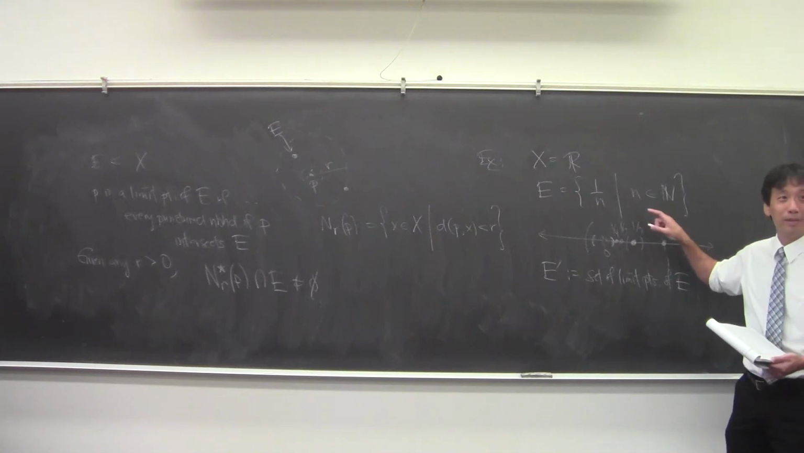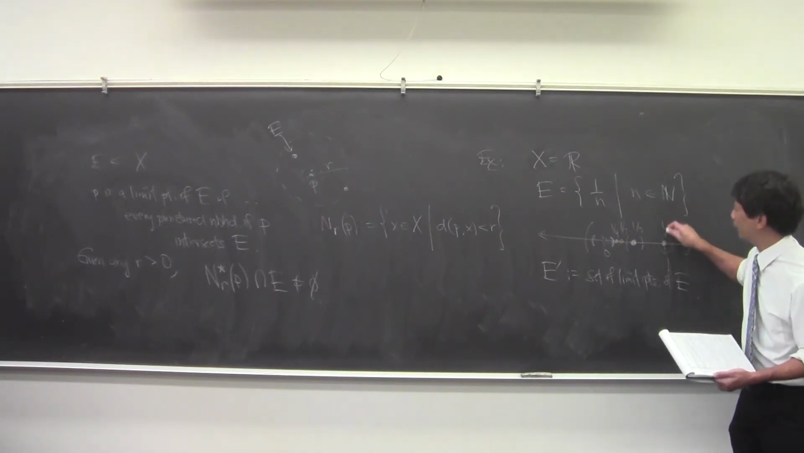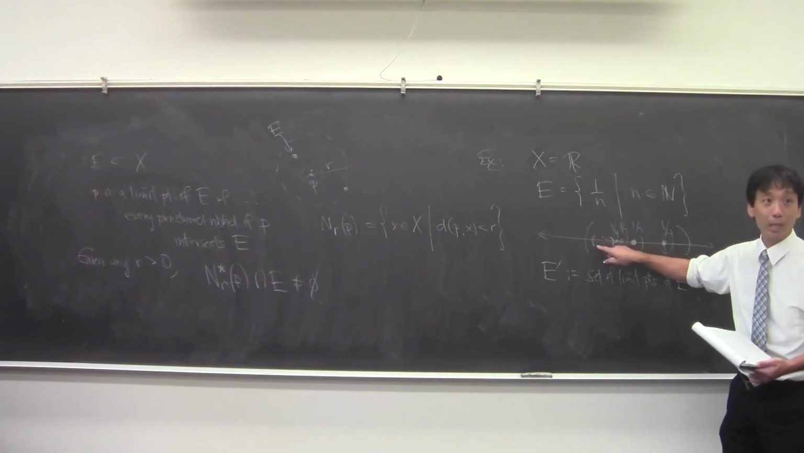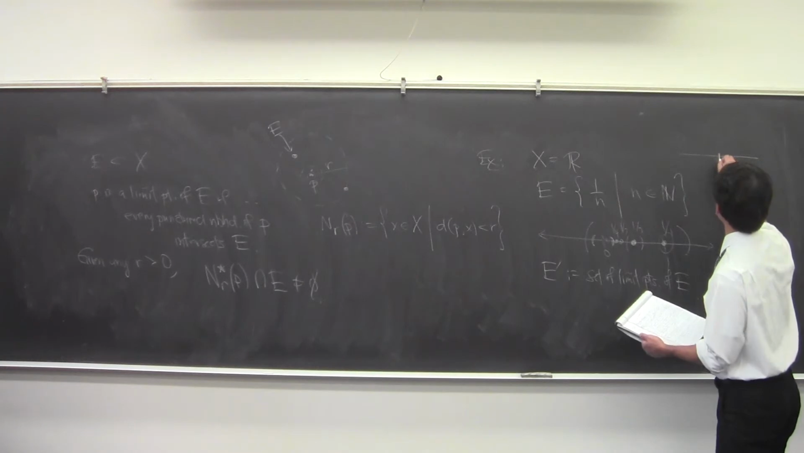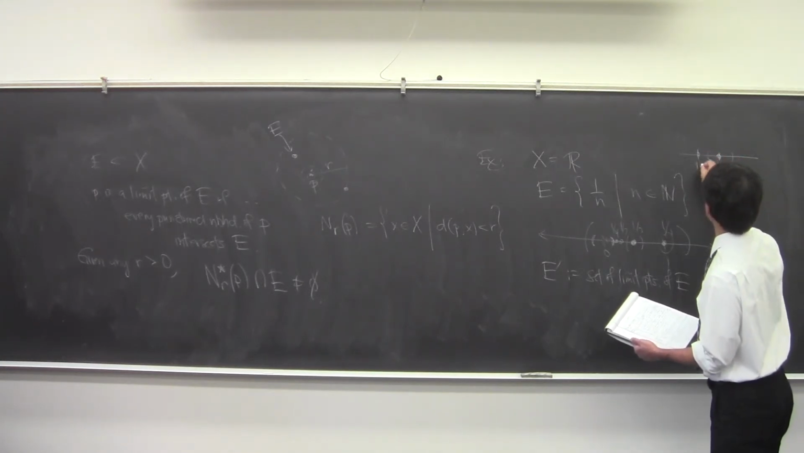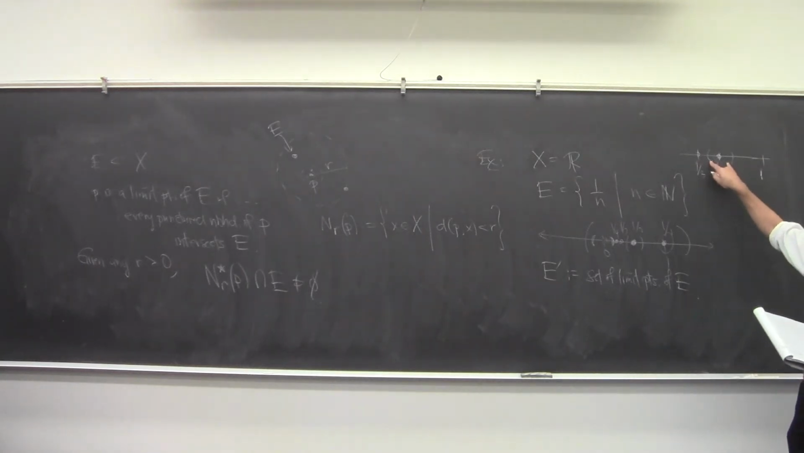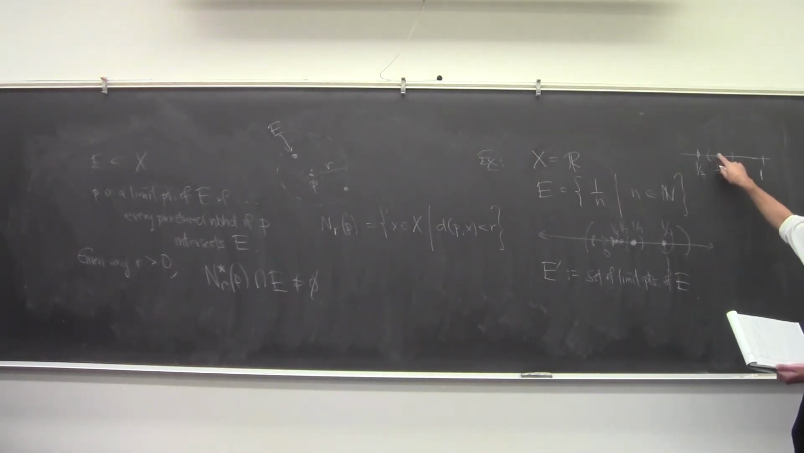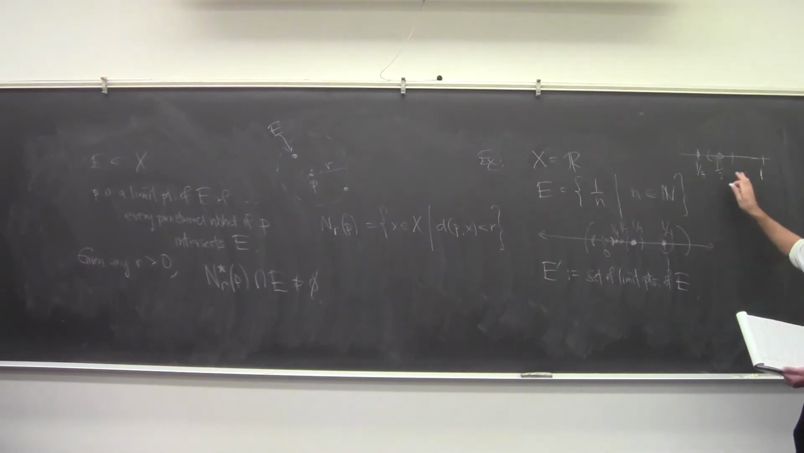Right? Oh, I see what you mean. E was the set of points 1/2, 1/3, 1/4, and so on. If I put here 1/2, and I found this neighborhood, here's 1/3, and here's 1, there's this neighborhood, and in this neighborhood, excluding the center itself, there's nobody from E. So this is not a limit point.